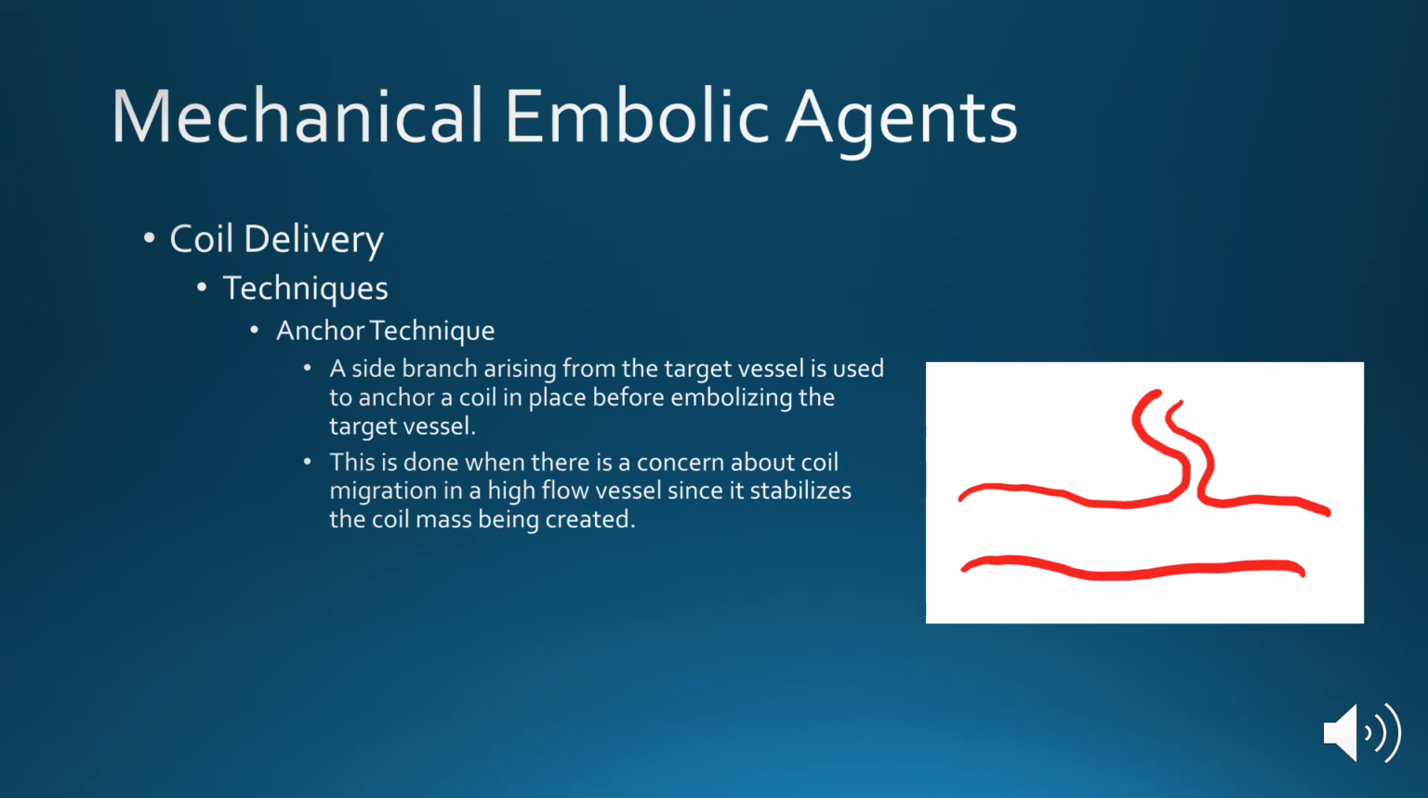So you'd put a catheter in that side branch that you're seeing in this diagram, and you would deploy the coil initially in the side branch, and then basically pull the end of the coil into the target vessel. And then once that's securely in place, you can put a number of other coils, either pushable or detachable, until you get the coil pack that you're looking for and the vessel occlusion that you want to achieve.